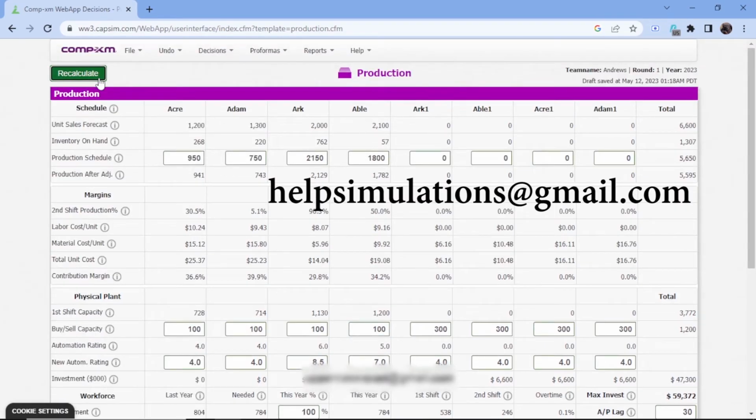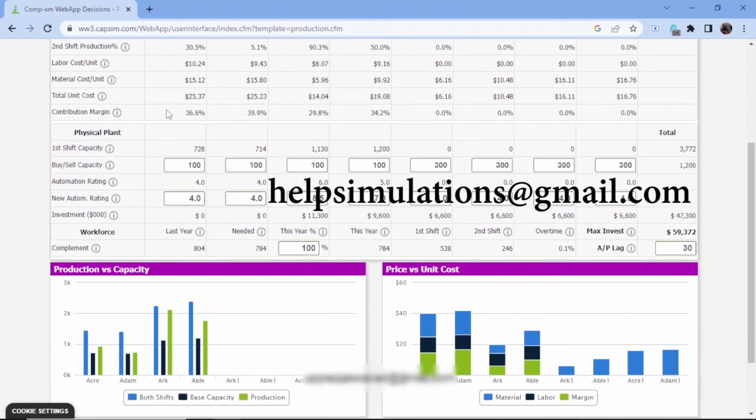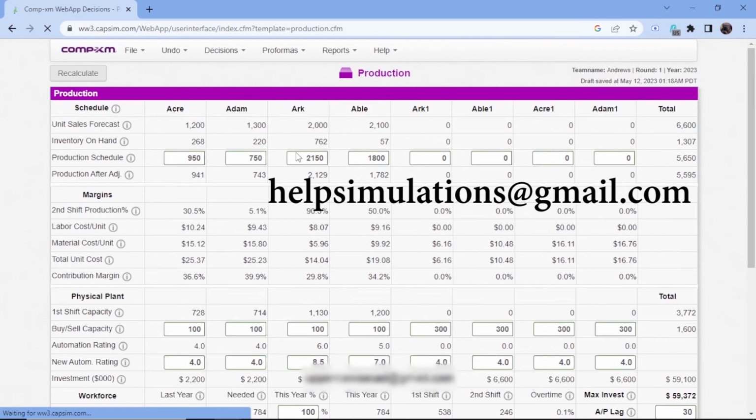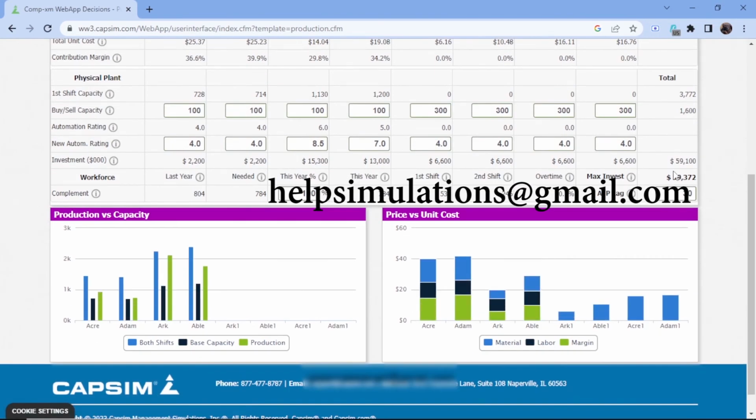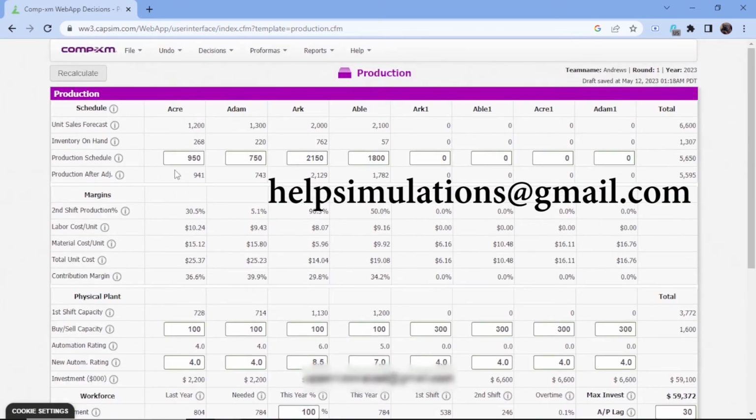So I'll calculate, because I want to increase my capacities before I go into the production schedule. This is 59, so it's almost perfect. Here I'll come and produce 860 units. So 860. So let me say 860.